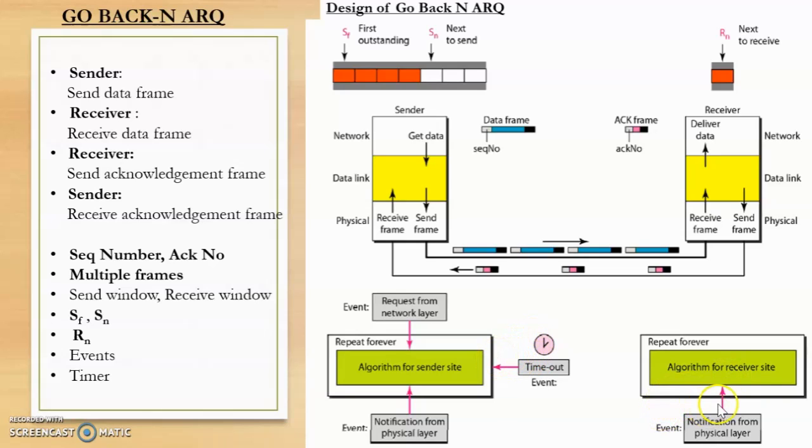And similarly at the receiver side there will be one event, that is notification from the physical layer. That is, the data link layer will be able to receive the data frame only when there is an arrival notification from the physical layer.